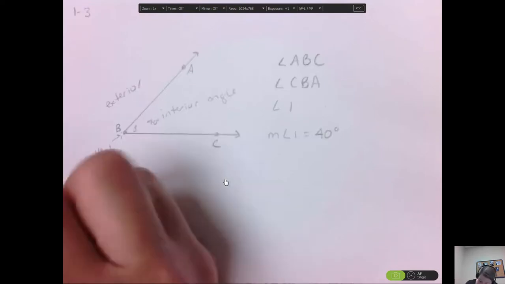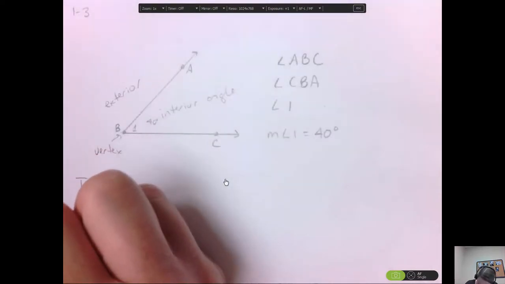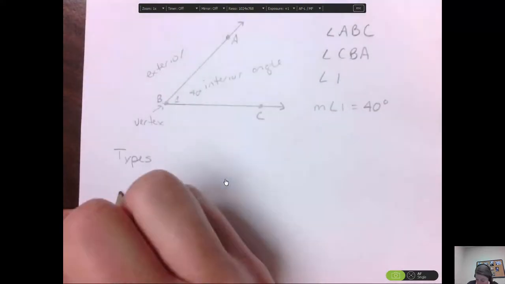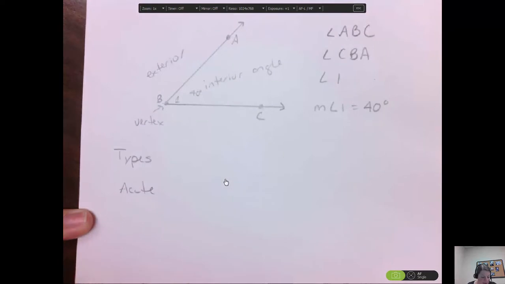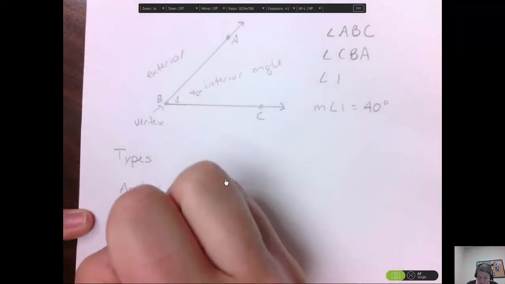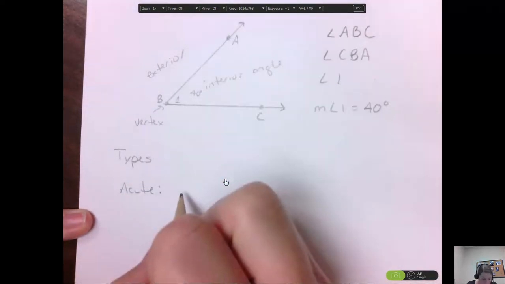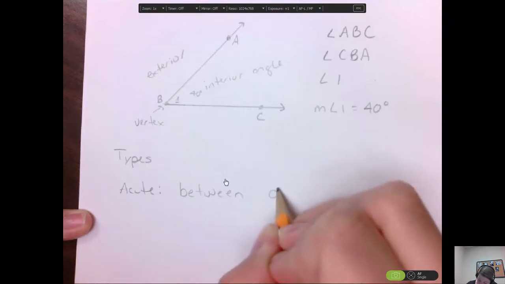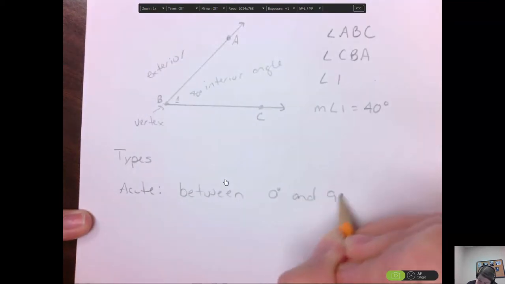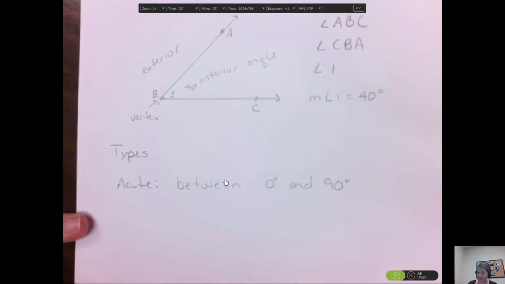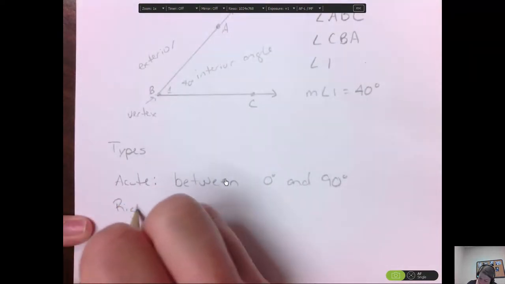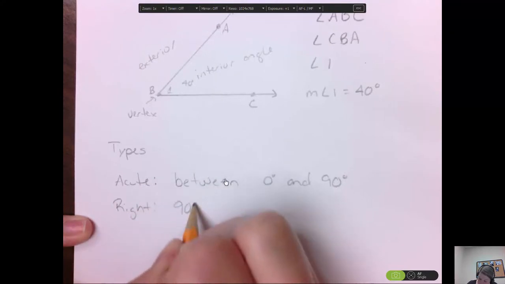Then we have different types of angles. The first one is acute. And an acute angle, right, it's cute and little. So it goes between 0 degrees and 90 degrees. You're not at 0 or you wouldn't be any angle. And you're not at 90 because you'd be a right angle. So that's my next one, is right at 90 degrees.